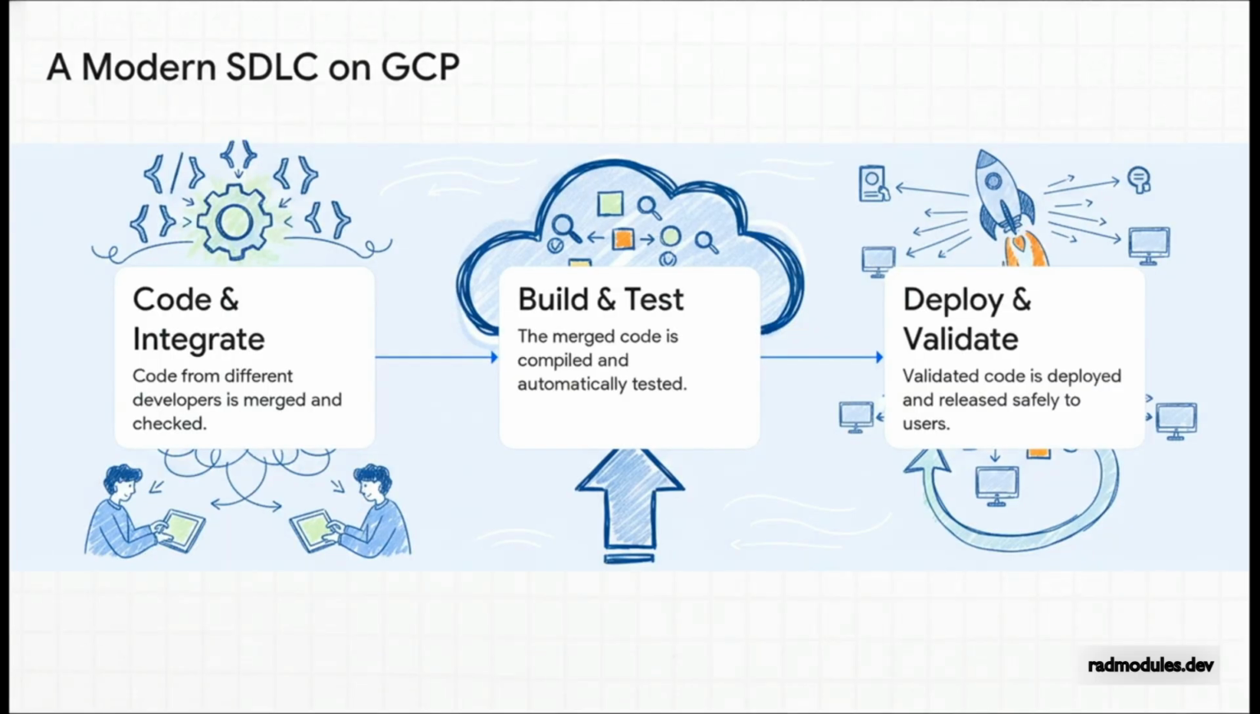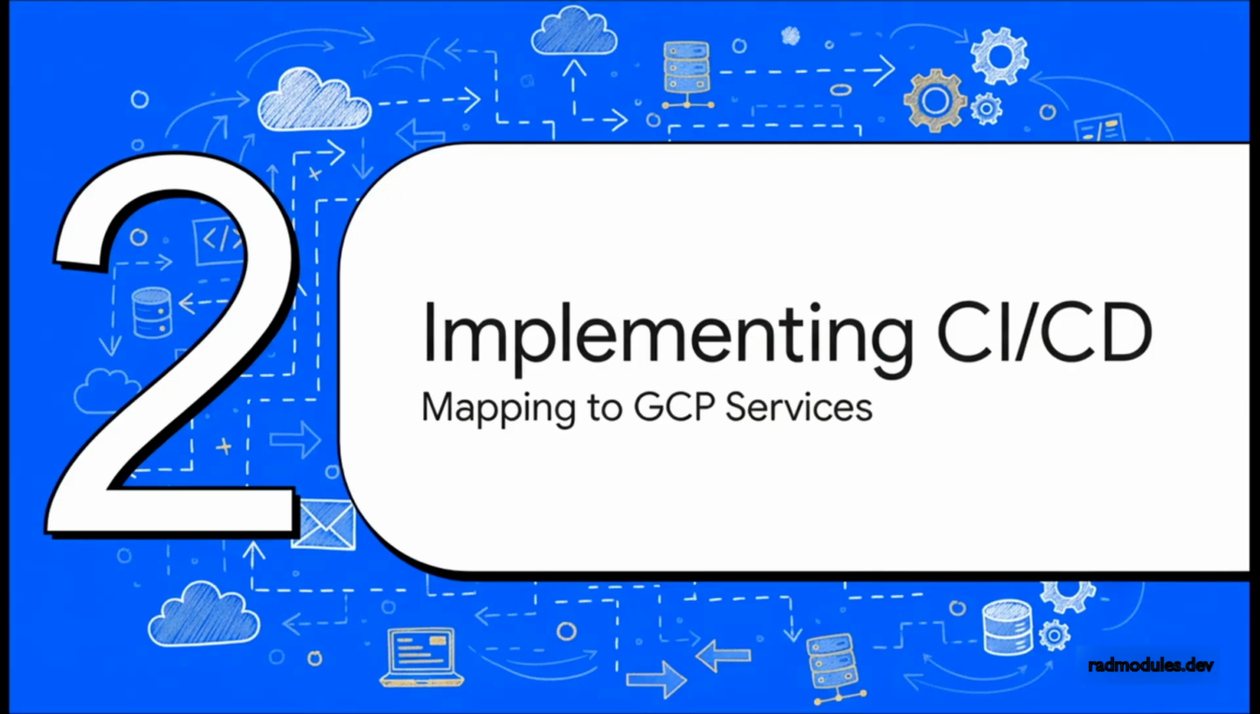You know, a modern SDLC on Google Cloud really breaks down into three main stages. You start with continuous integration, or CI, which is all about constantly merging code together. From there, you automatically build and test it. And finally, you've got continuous deployment, CD, which is the art of getting that tested code out to your users safely. Okay, so that's the theory, but how does Google Cloud actually do this stuff?